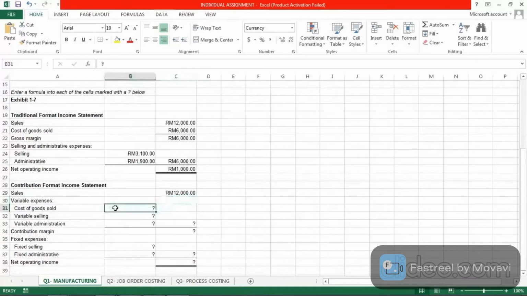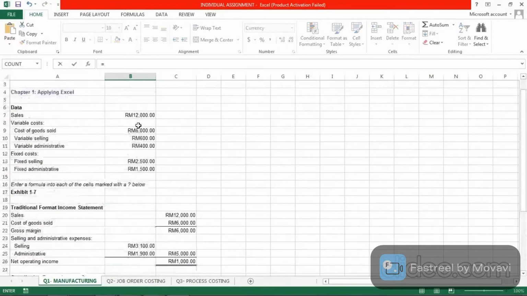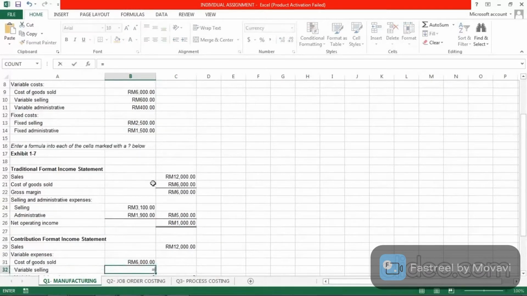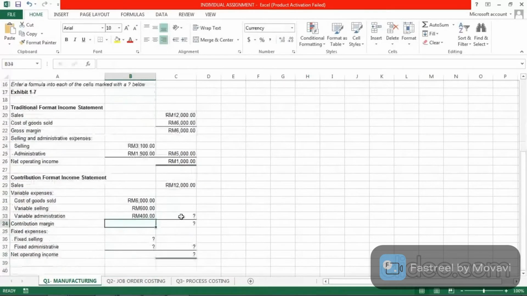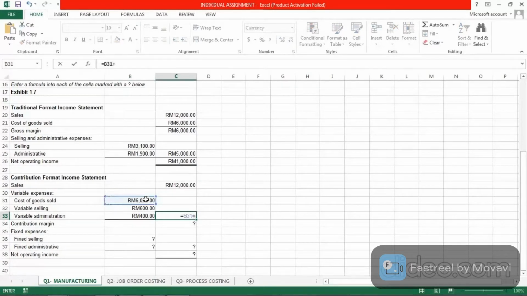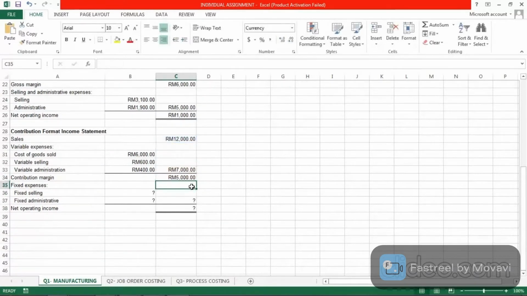For the contribution format income statement, sales is also the same, 12,000. Under variable expenses, it has three items right here. Cost of goods sold, 6,000. Variable selling, 600. Variable administrative, 400. And then for the total variable expenses, 6,000 plus 600 plus 400 equals 7,000. And then for contribution margin, 12,000 minus the variable expenses, 5,000.